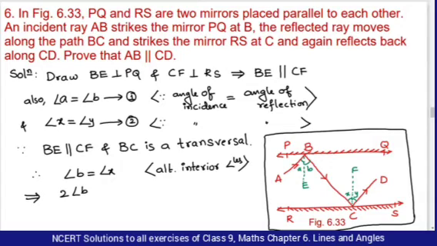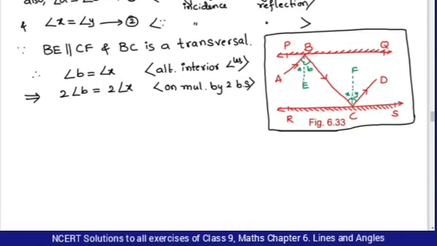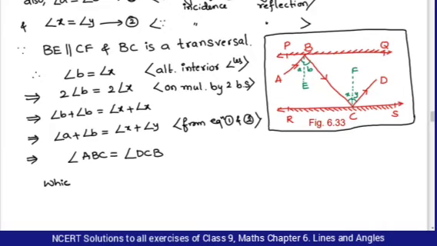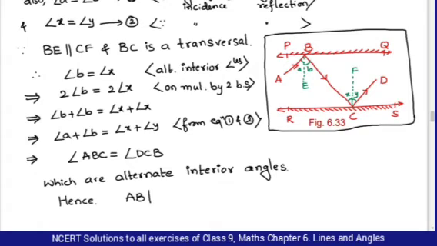On multiplying 2 on both sides, it becomes 2 angle B is equal to 2 angle X. 2 angle B can be written as angle B plus angle B and 2 angle X can be written as angle X plus angle X. And angle B can be written as angle A plus angle B is equal to angle X plus angle Y from equations 1 and 2. This implies angle ABC is equal to angle DCB, which are alternate interior angles. Therefore, we can say that AB is parallel to CD.